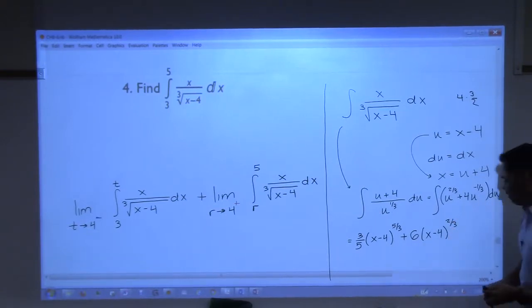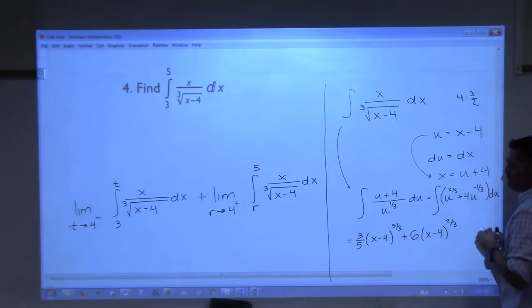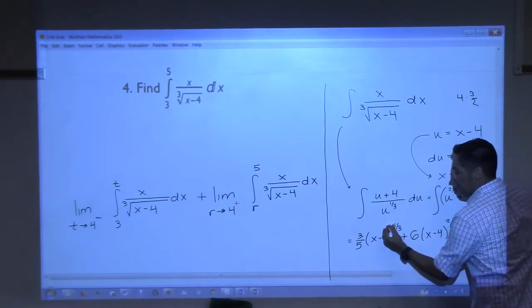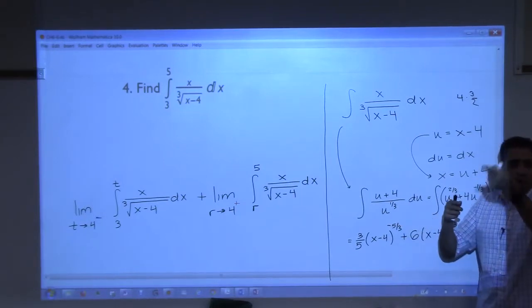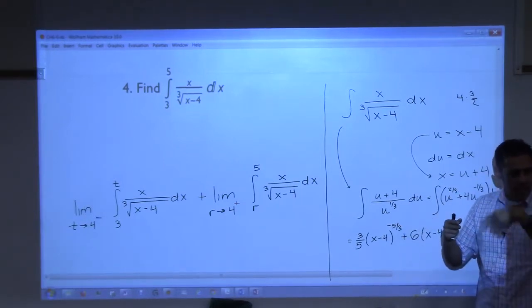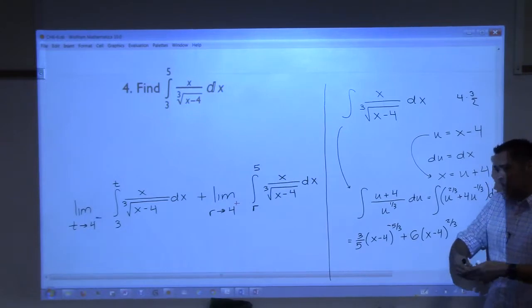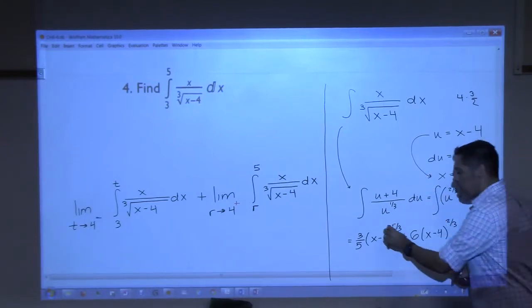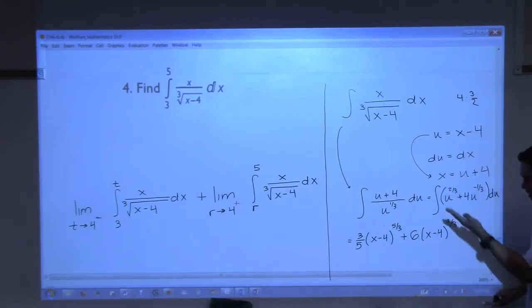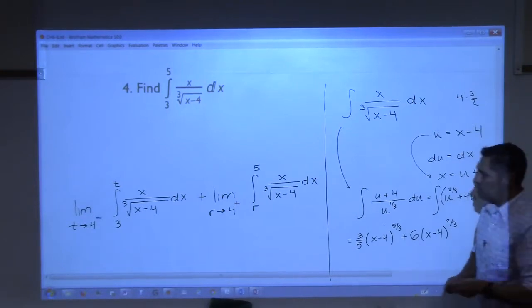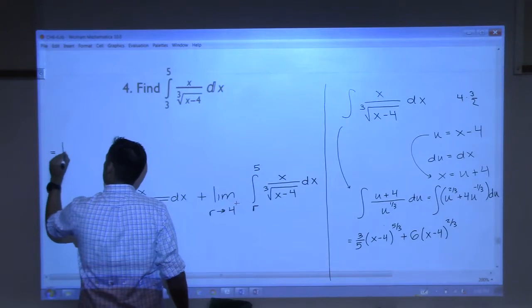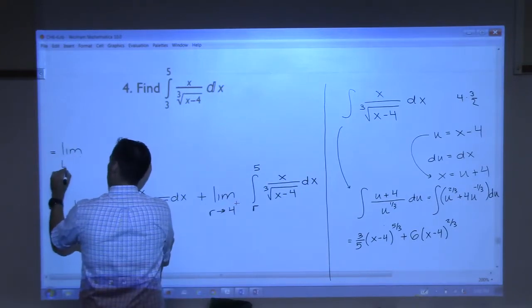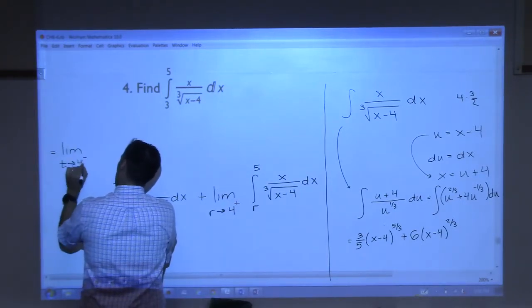What would have been a problem is if one of these had been a negative exponent, because then when you take 0 to a negative, it's really 1 over that, and you would have division by 0, and that thing would blow up. It would get infinite. So I can already tell you it's going to converge, but I still need to show it. And if it's going to converge, then I need to figure out what it converges to. So limit t approaches 4 from the left.